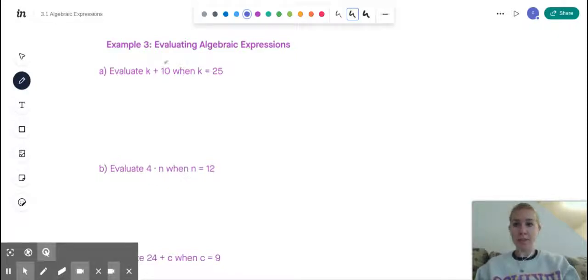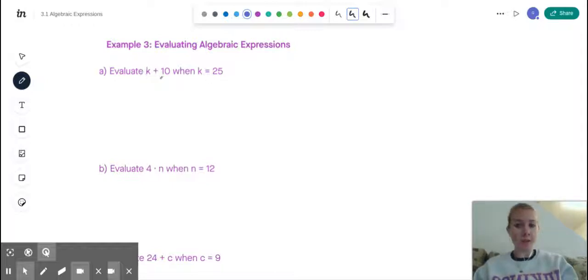All right, let's go over example 3, evaluating algebraic expressions. So let's do some algebra. And this is part of chapter 3, section 1, algebraic expressions. Okay, problem A says to evaluate k plus 10 when k equals 25.